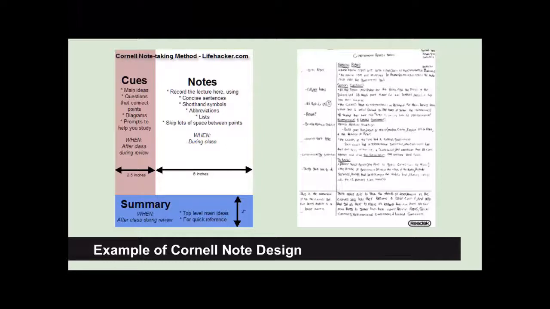As you can see on this slide, we have the structure of Cornell notes. So on the right hand side is where you take your notes. You take them during the lecture or during the class. You try and write just main ideas and just keywords, so you're not writing full sentences. Where possible, use abbreviations and also try and use lists.